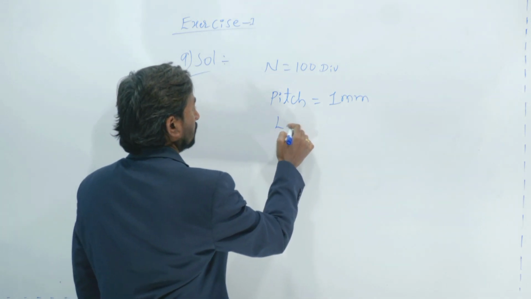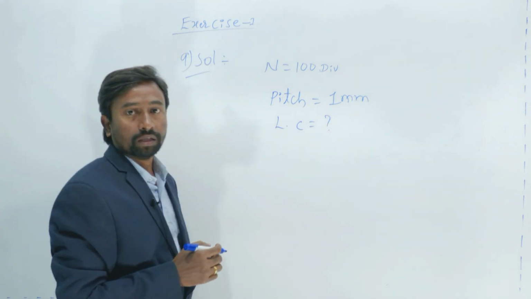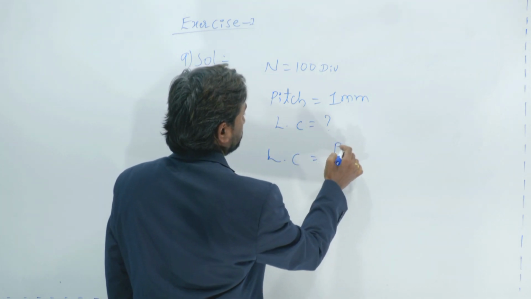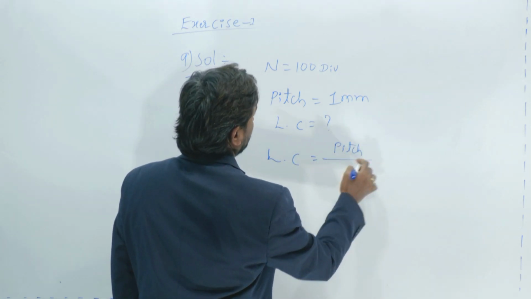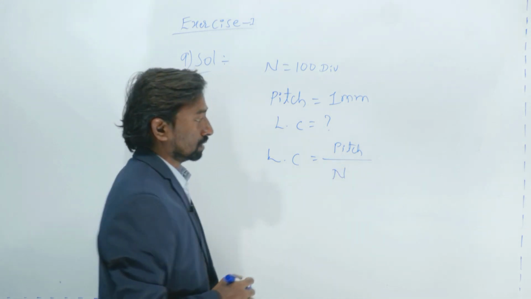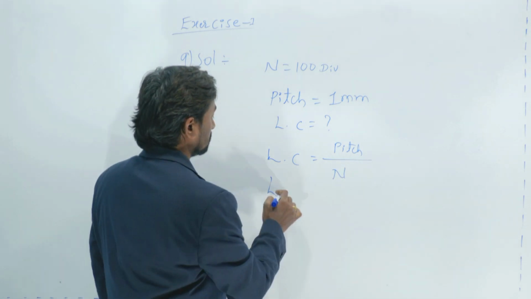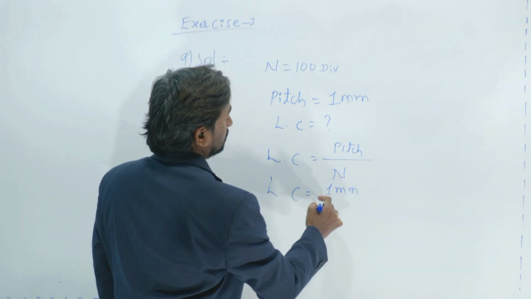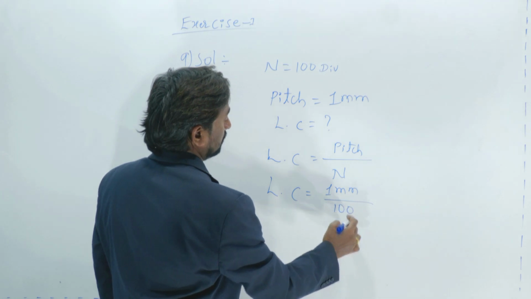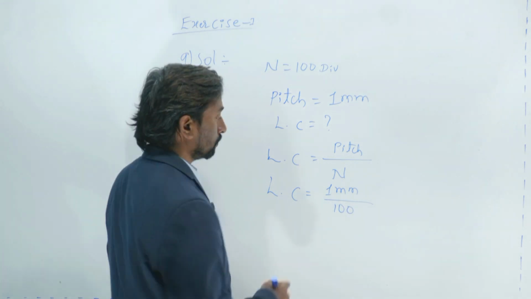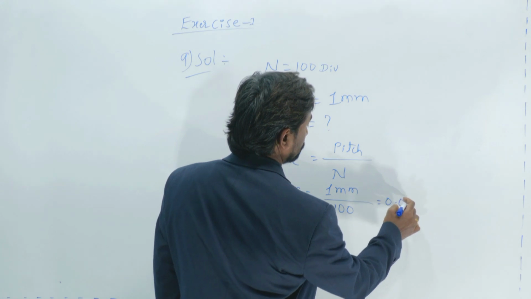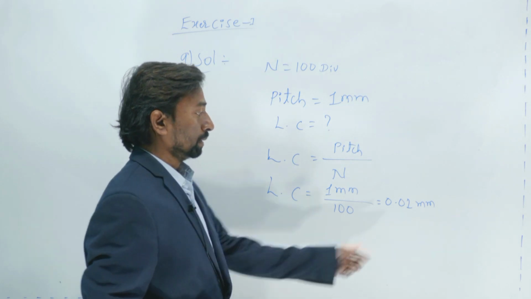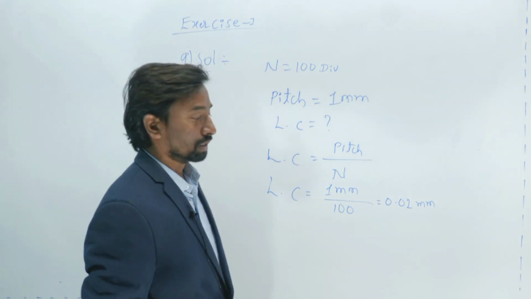We know the formula. Least count is equal to pitch divided by the number of circular scale divisions or head scale divisions. So here the pitch is 1 mm, divided by the number of head scale divisions, which is 100. 1 by 100, we can write 0.01 mm.